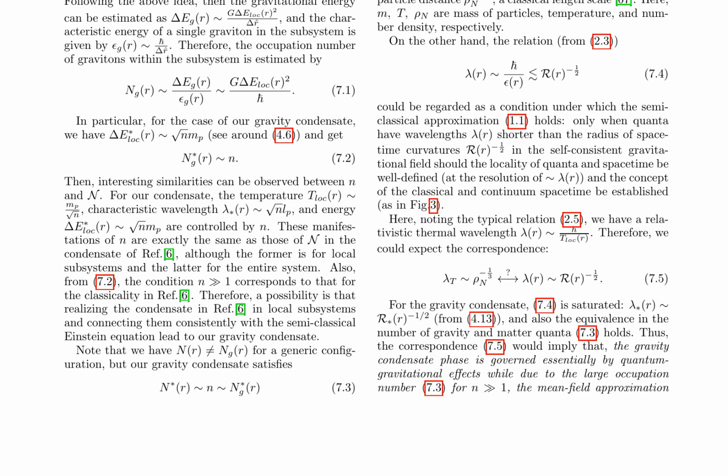properties. This phase is considered a kind of quantum-gravitational phase. The paper concludes by highlighting the importance of quantum-gravitational effects in the gravity condensate phase, particularly in relation to the thermal wavelength and mean interparticle distance.